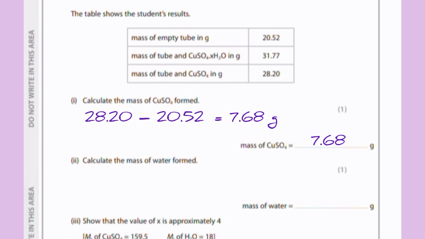Part 2. Calculate the mass of water formed. For this, we will subtract the mass of tube and CuSO4 from the mass of tube and the hydrated copper 2 sulfate. This is because the value of 31.77 grams was when the salt had water of crystallization, and the value of 28.20 is after the water of crystallization has been removed from the salt. So when we subtract the two, we will know how much water was formed. So 31.77 minus 28.20 gives a value of 3.57 grams.